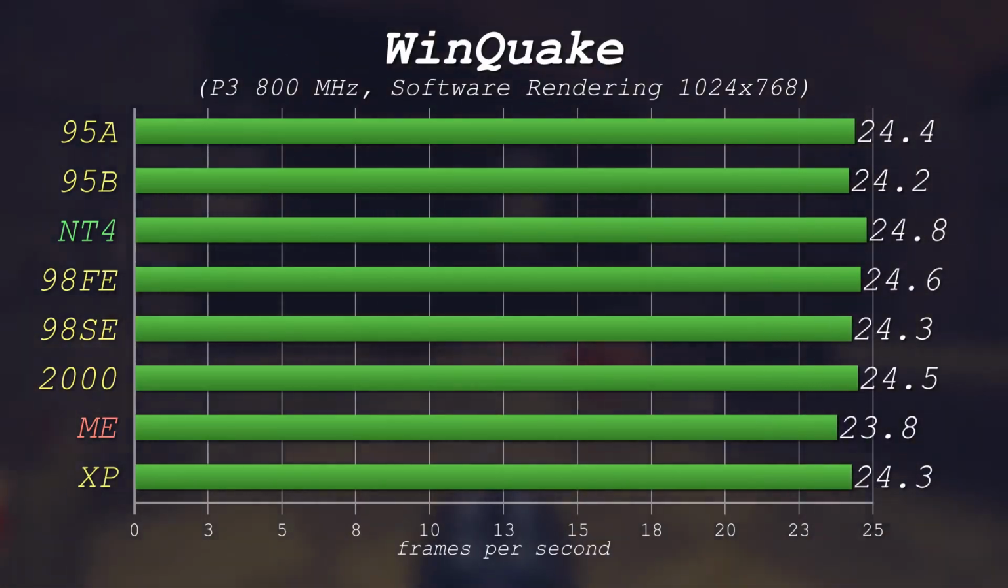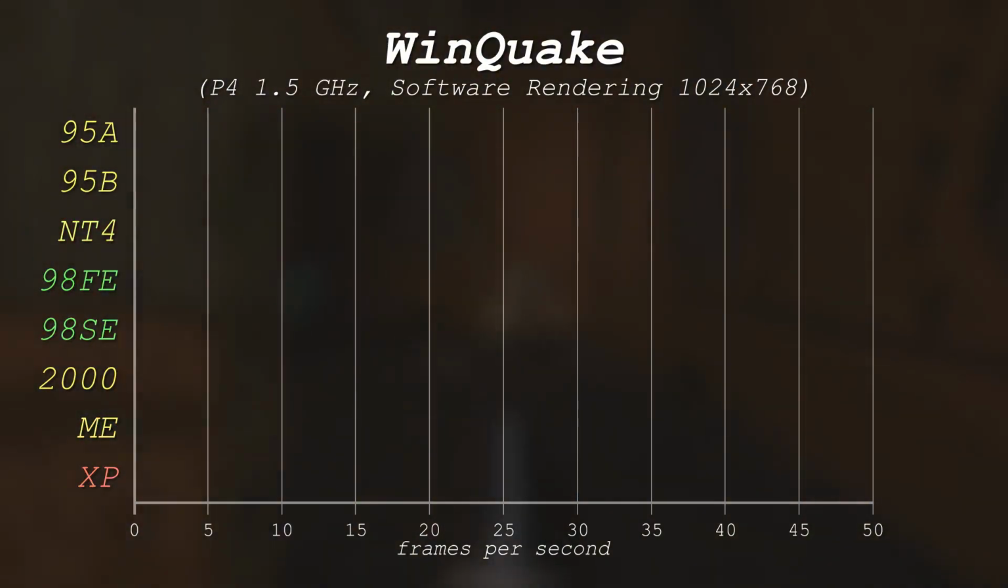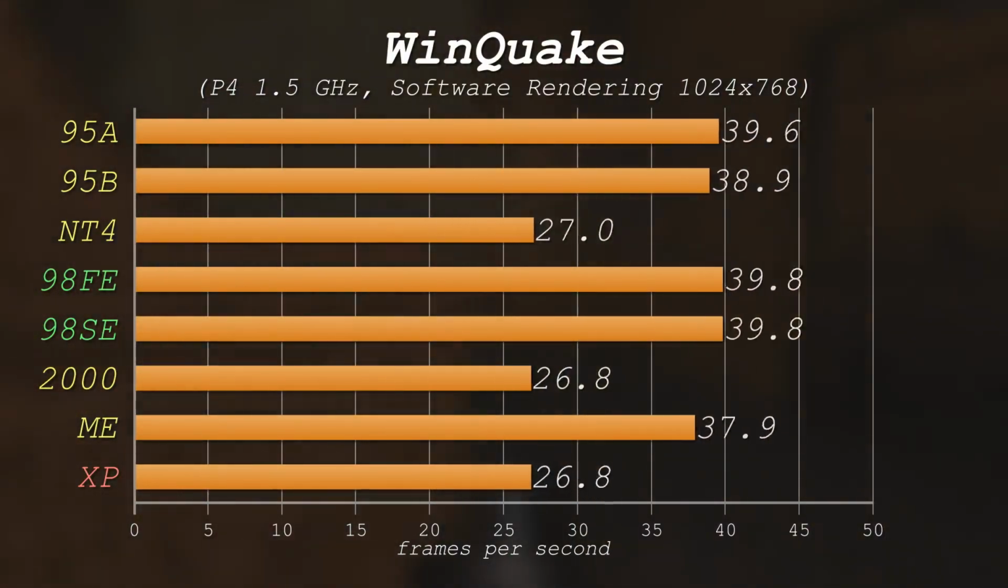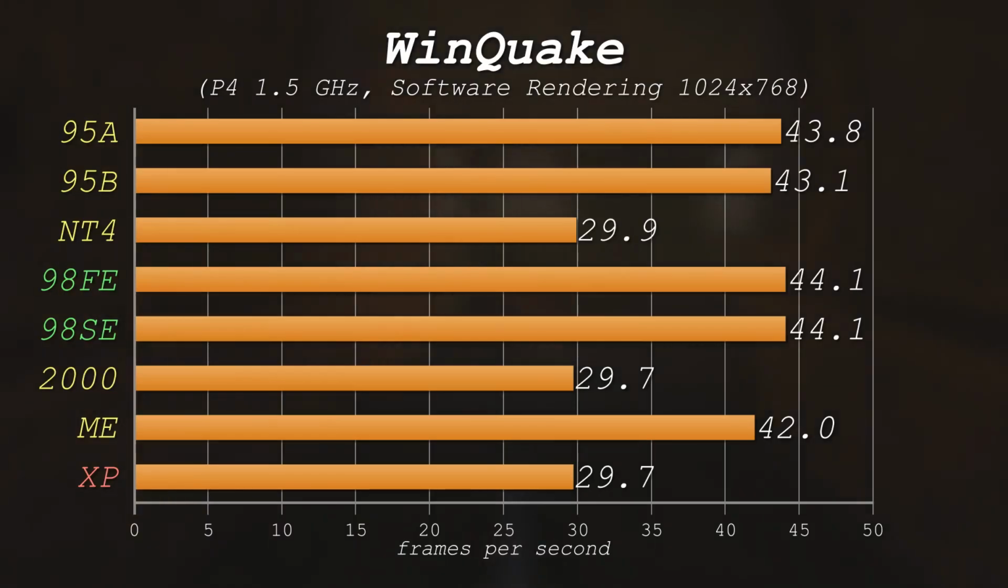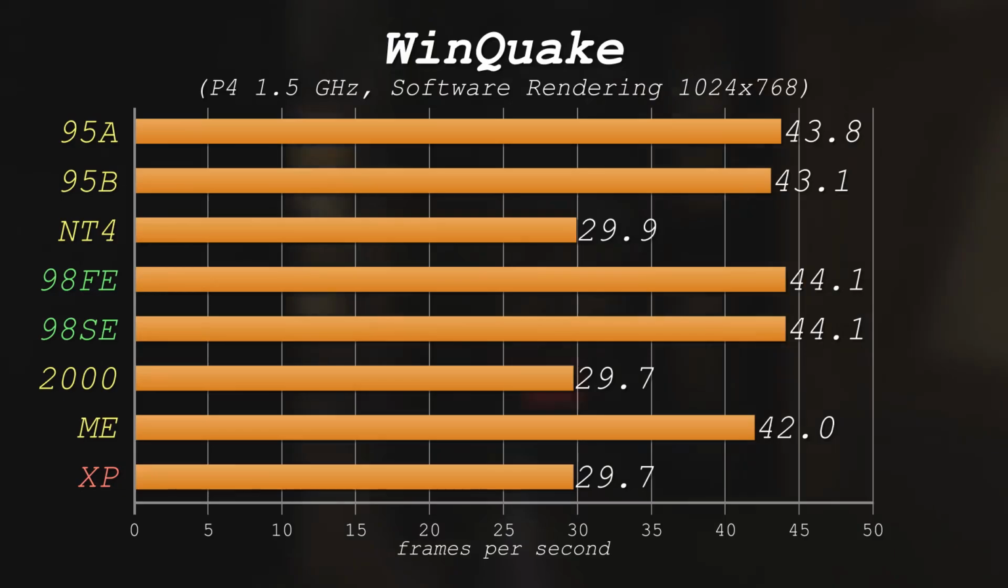Pentium 3 benchmarks consistently land around 23 to 25 frames per second across all Windows versions, but for the Pentium 4, the NT family of operating systems, being NT4, 2000, and XP, run at only about 30 frames per second. The 9X family, on the other hand, renders much faster, topping out at 44 frames on Windows 98. I'm not sure what's the cause of this, but there's plenty more cases where the 9X and NT families stand out differently, due to their differing underlying architectures.